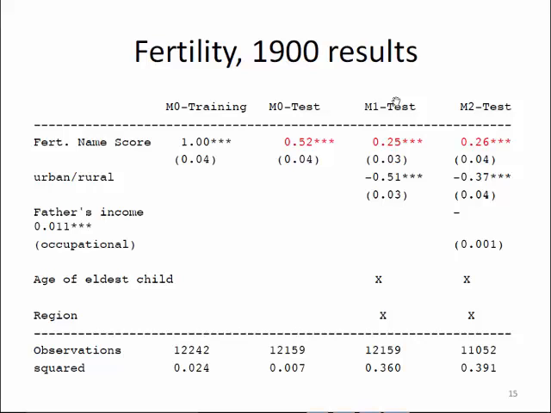So, okay, it's positive. It's negative. Good. It's negative, which is what we want, because in 1900 the fertility transition is taking place more among rich people than poor people. So we're getting the right sign.